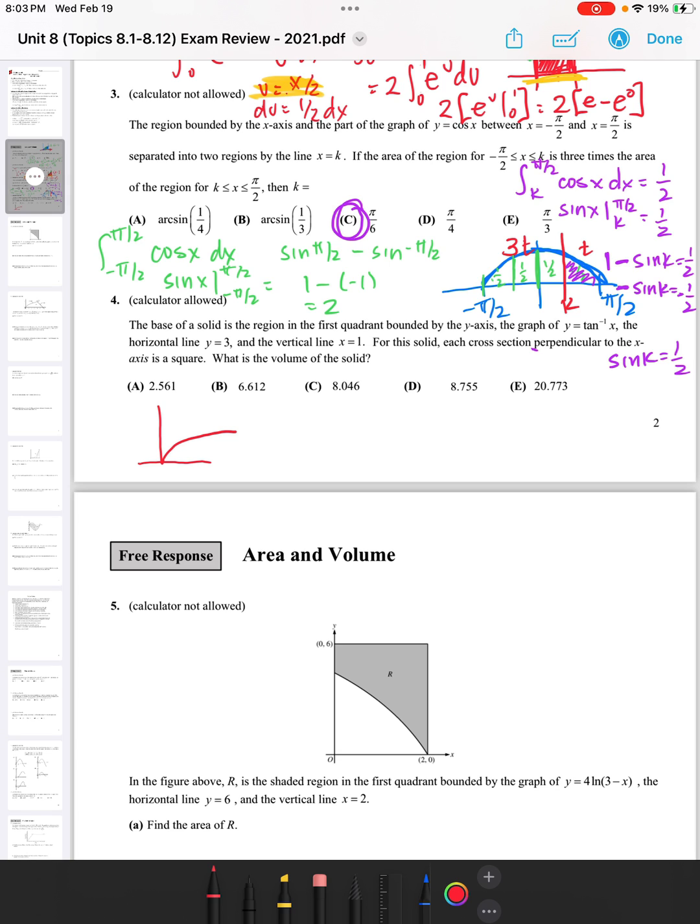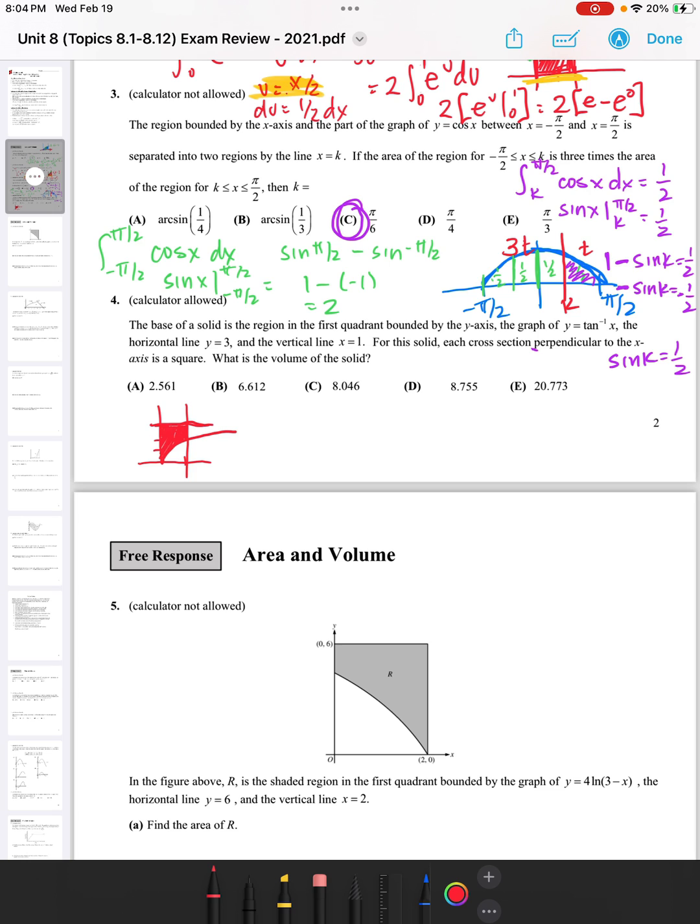And then we have a horizontal line at y equals 3, and we have a vertical line at x equals 1. Now I'm also getting it contained in here with the first quadrant. So we know that x equals 0 is the start of this graph. It's not going to go past that.